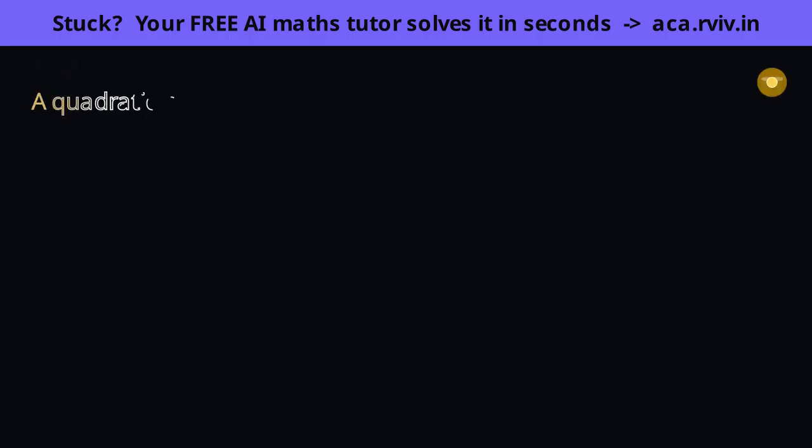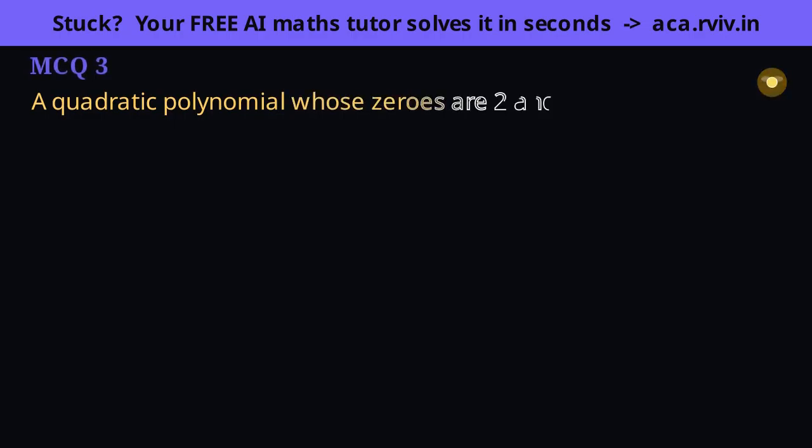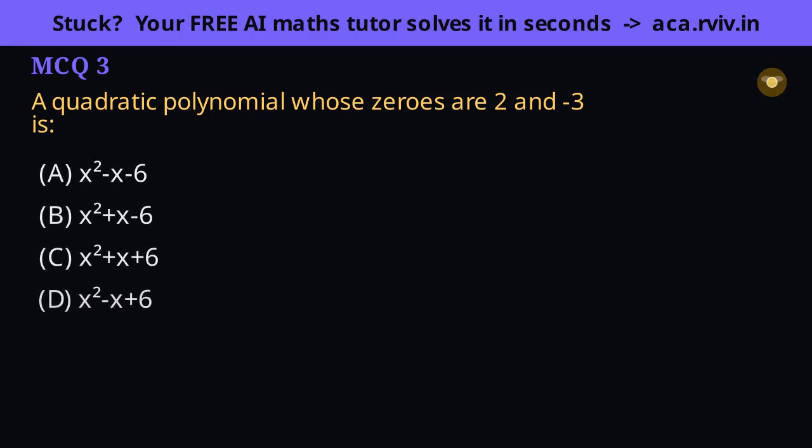Question 3. Which quadratic has zeros 2 and minus 3? This is the build backwards direction. Consider the 4 options. Use the build template, x squared minus sum x plus product. The sum is 2 plus minus 3, which is minus 1, and the product is 2 times minus 3, which is minus 6. Minus a sum of minus 1 gives plus x, and the product sits at the end as minus 6, so x squared plus x minus 6, option B.